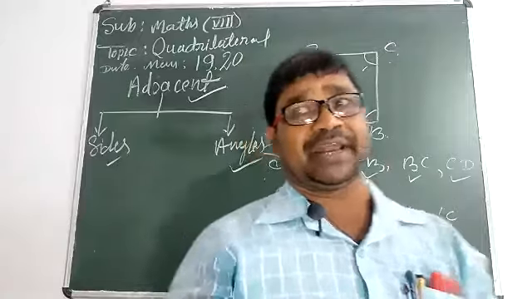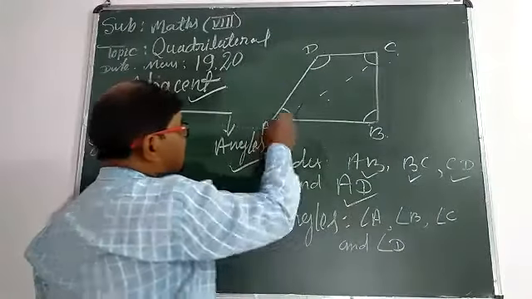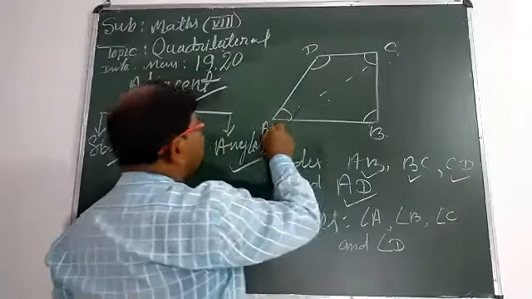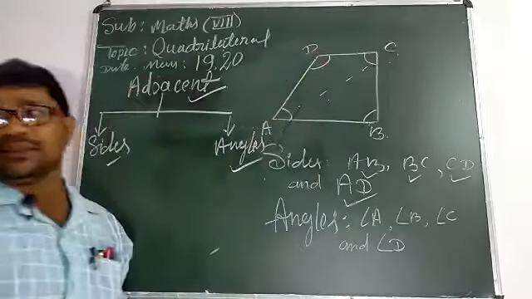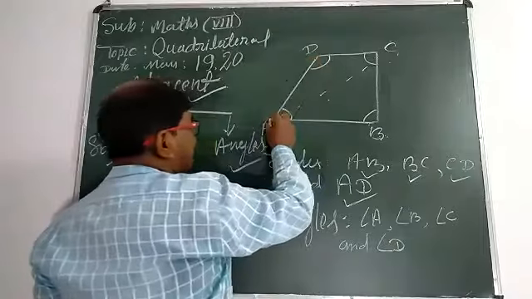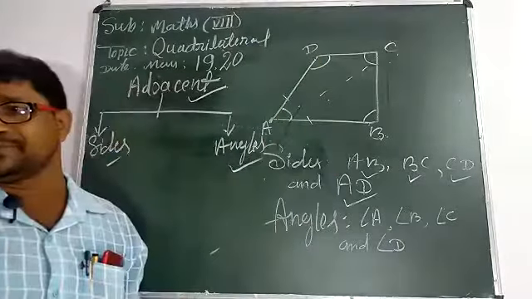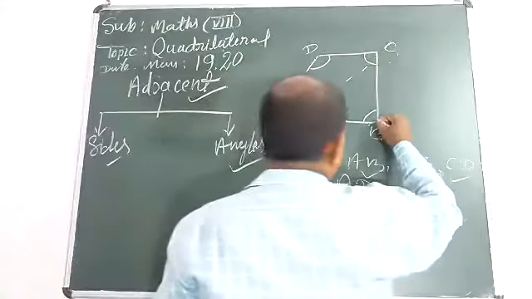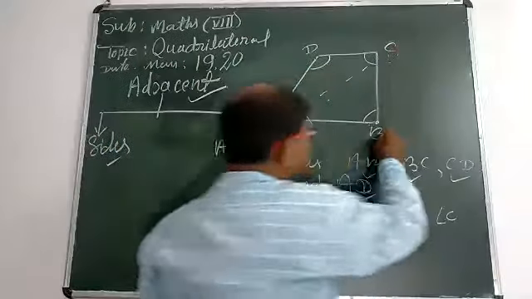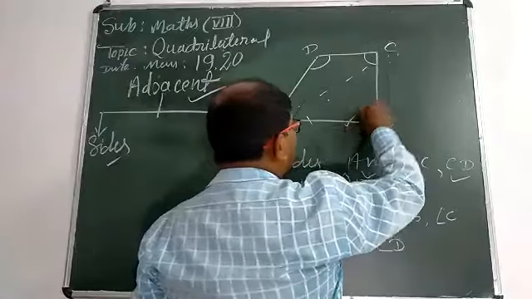The sides are adjacent. Suppose this is vertex A. At vertex A, one side is BA and another side is DA, both adjacent at A. So these two are called adjacent sides. Similarly, for vertex B, one side is AB and another side is CB. They are adjacent to each other at point B, so they are called adjacent sides.